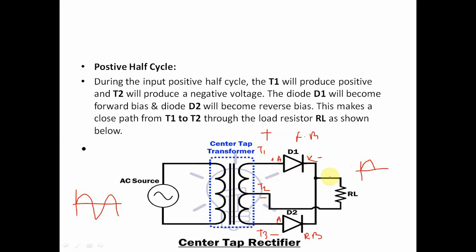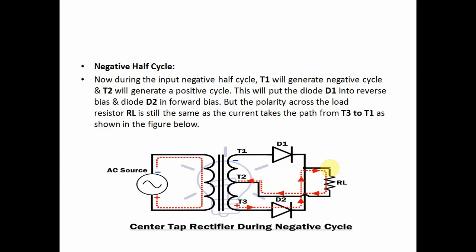So in this circuit diagram, diode D1 is on and D2 is in off condition. Now during the negative half cycle, this one is the negative half cycle. During the negative half cycle, this T1 is negative with respect to T2 and T3.